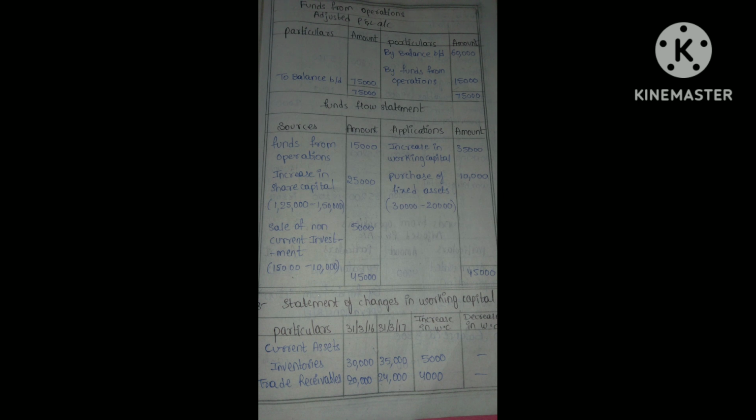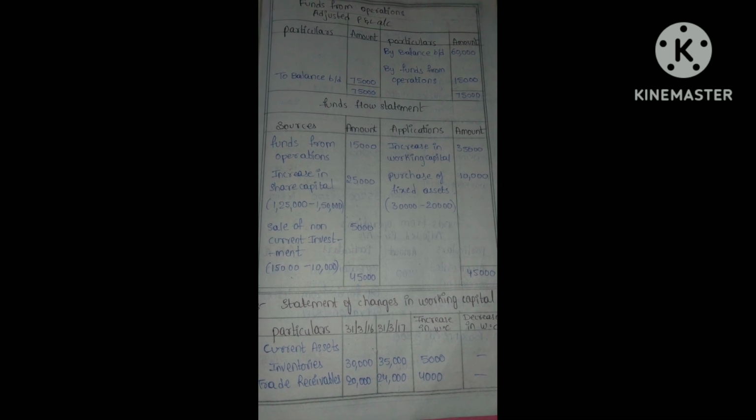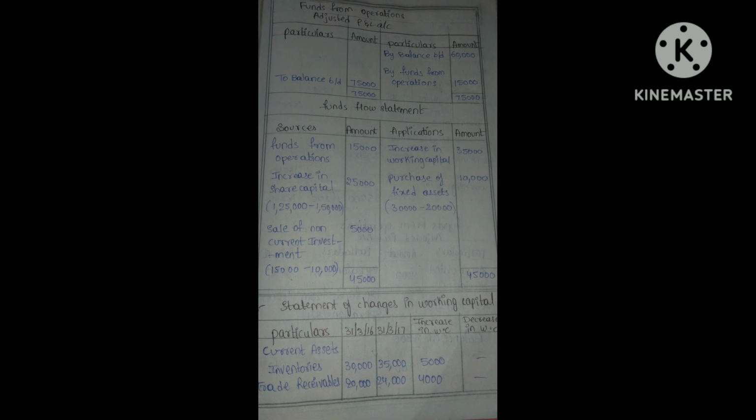Next we have to calculate funds from operations or funds lost from operations. First calculate all the amounts and total the sources and applications. On the sources side, 25,000 plus 5,000 we will get 30,000, and on the application side, 35,000 plus 10,000 we will get 45,000. So 45,000 minus 30,000 we will get 15,000. So there is a profit. So note down in the sources column, funds from operations 15,000. Now total the values. We will get 45,000 in both the sources and applications columns.